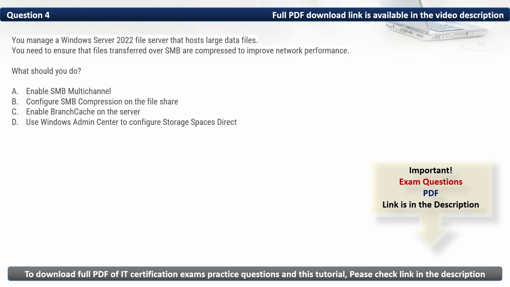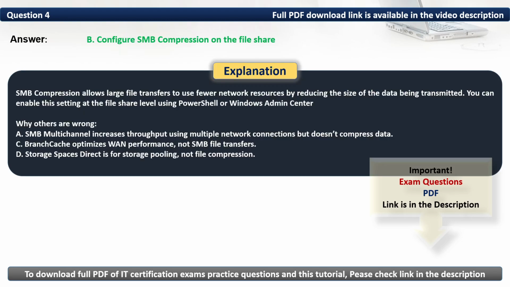As such, we should configure SMB compression on the file share. Thus, the correct option is B. SMB compression allows large file transfers to use fewer network resources by reducing the size of the data being transmitted. You can enable this setting at the file share level using PowerShell or Windows Admin Center.